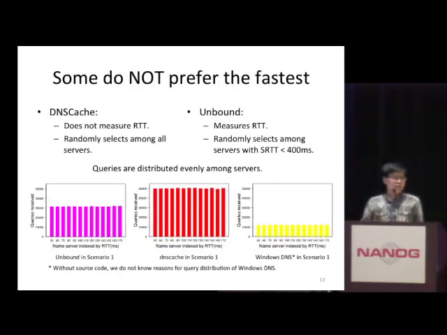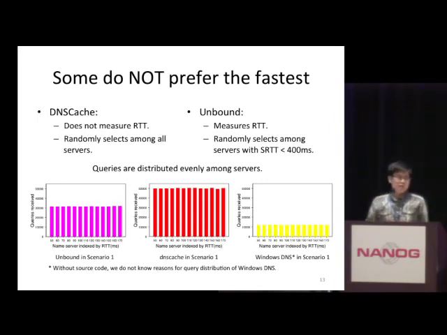And we also found some caching resolvers that do not prefer the fastest name server, like the Unbound and the Windows DNS cache. But the reasons for this are different. For the Windows DNS cache, since it doesn't measure the round-trip time of queries, it has no idea which one is better or not. What it can do is just uniformly distribute queries to all those name servers.